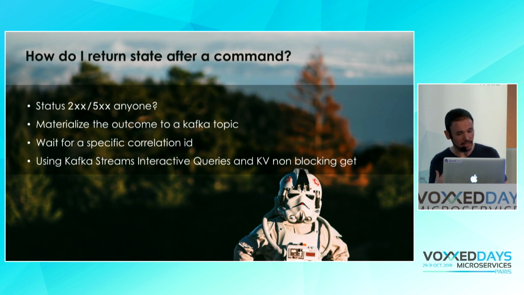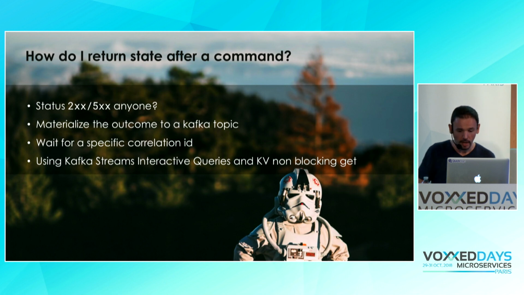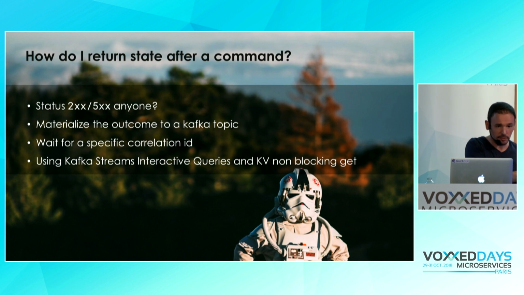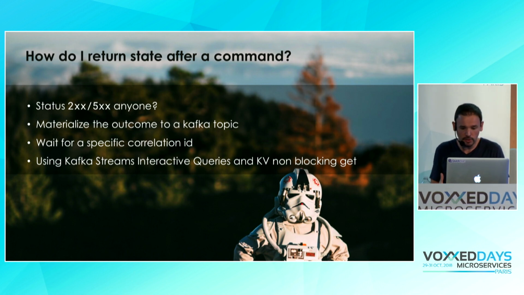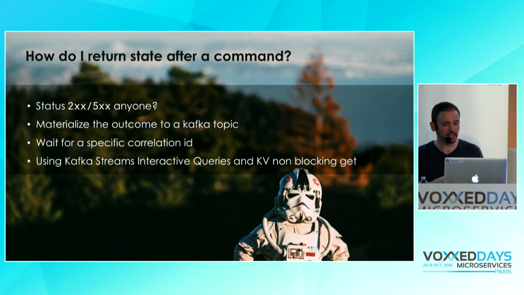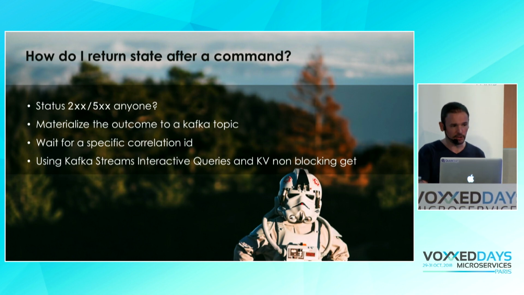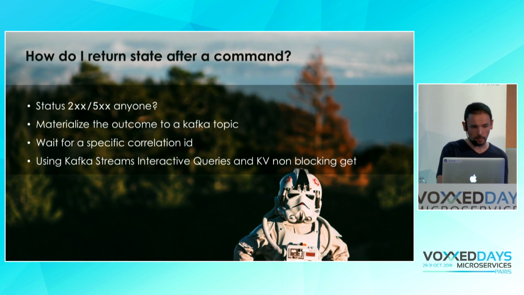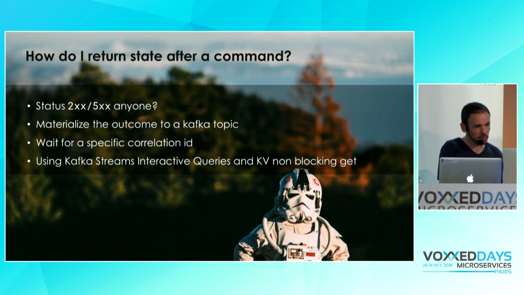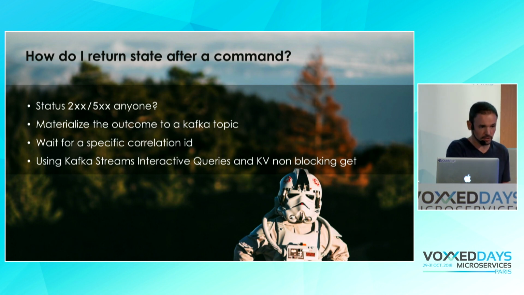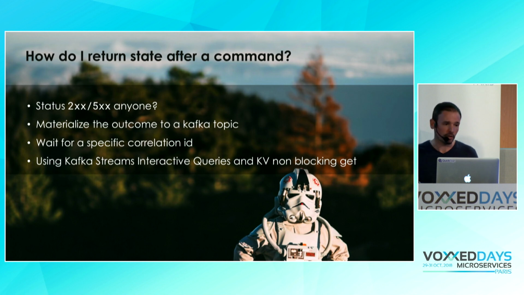Well, you materialize the outcome to a Kafka topic. In a reactive fashion, using a materialized view, you materialize the outcome and you wait for a specific correlation ID or timestamp, depending on your use case, by combining the Kafka Streams interactive queries I just showed you to query the proper consumer. And when you are on the proper consumer, you use the Kafka Streams key-value non-blocking API to get the outcome, the state, and avoid blocking threads.